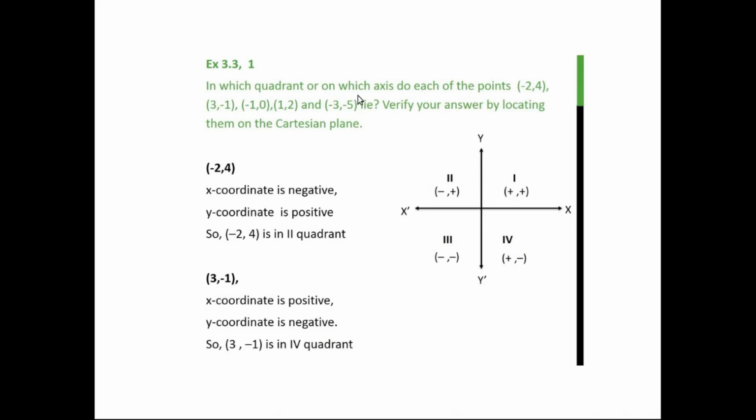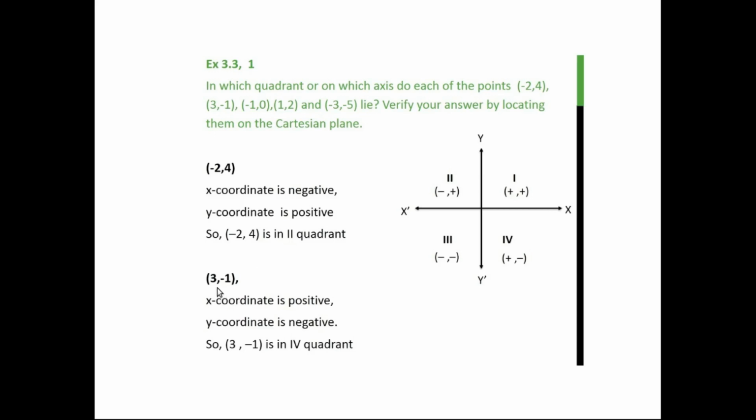In which quadrant or on which axis do each of the given points lie? And verify your answer by locating them on the Cartesian plane. So this is the Cartesian plane and the first point is (-2, 4). See, first the x coordinate is negative, right? So this is our negative part, and then the y coordinate is positive, right? So the given point is in quadrant 2, right?